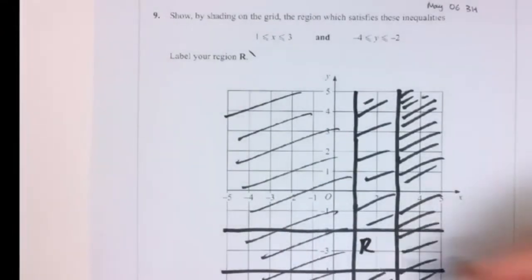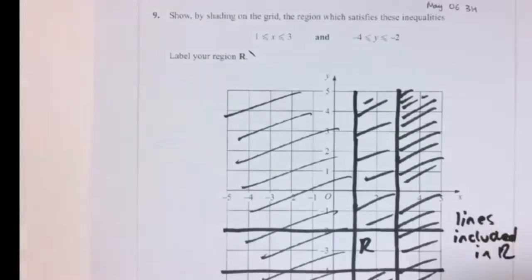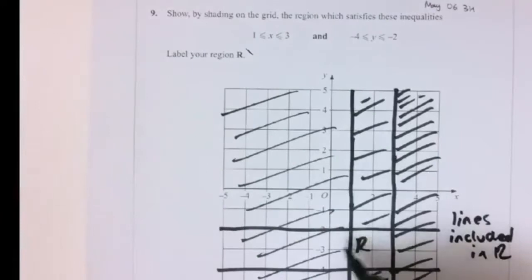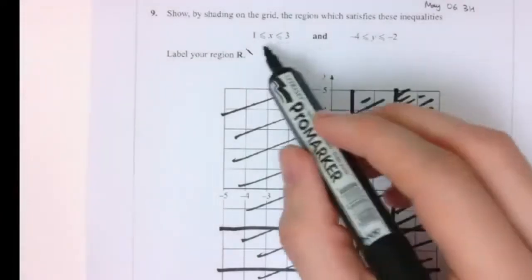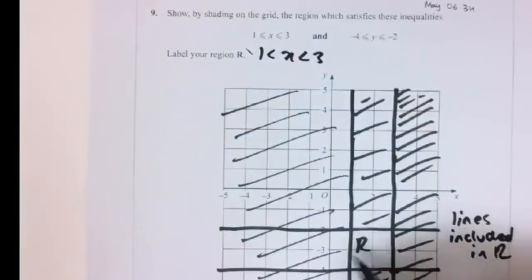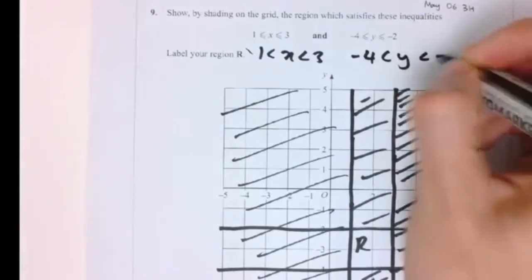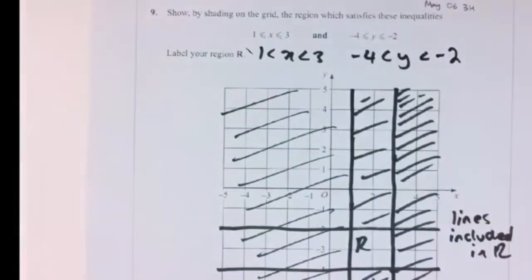And it's worth just saying that all of the lines are included in R. So what I mean is that these outside boundaries are included. If it was strictly less than here, like if it was 1 is less than x is less than 3, I would say that some of these lines might be excluded, and if only some of them were included and excluded, I'd have to make that clear as well. But here's the region we're looking for, and all the lines are included in this case.